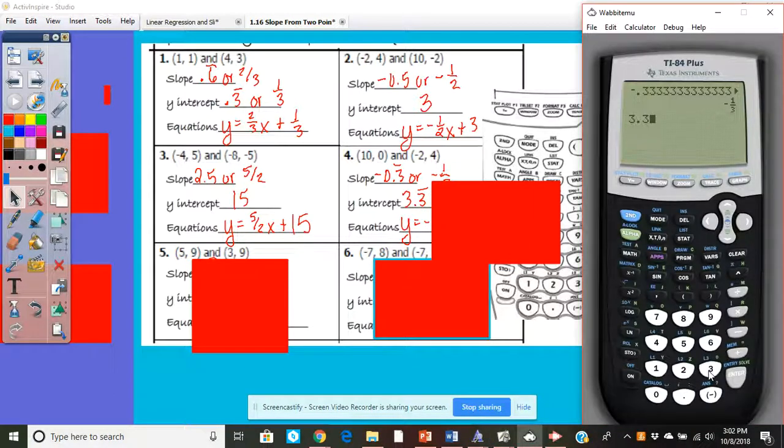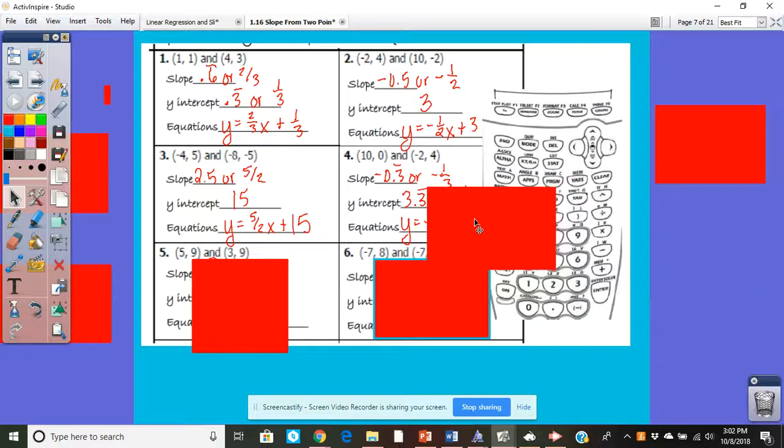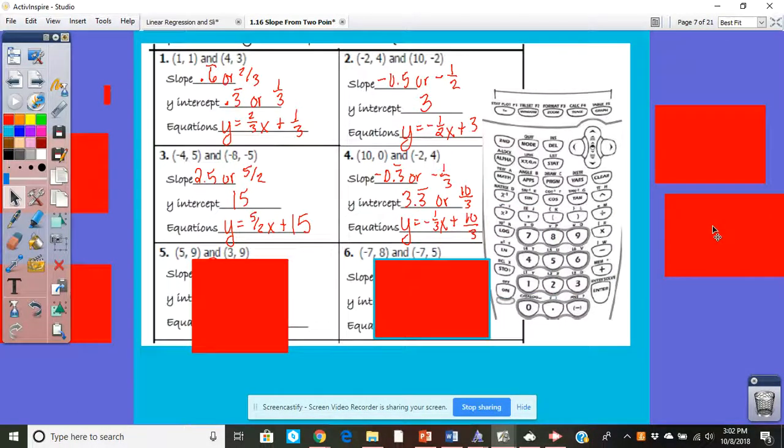For the y-intercept, we got 3.3 repeating. So I would type in 3.3, and that 3 is going to repeat. Alpha, y equals, 4. And so 10/3 would be 3.3 repeating as a fraction. So that's my slope and my y-intercept. The equation would be y equals -1/3 x plus 10/3.